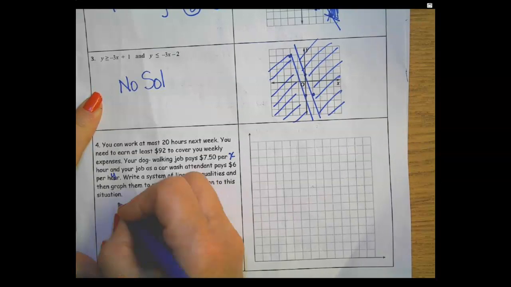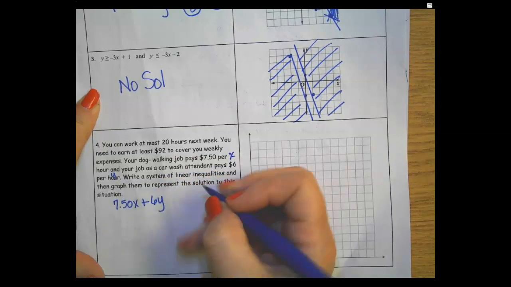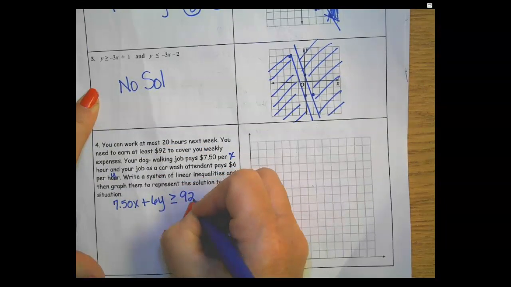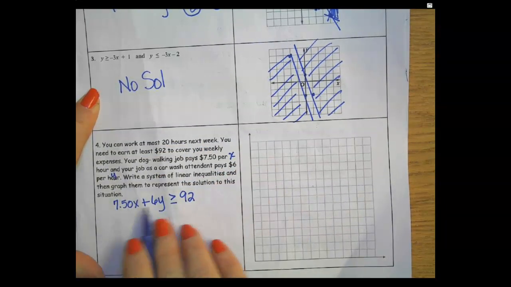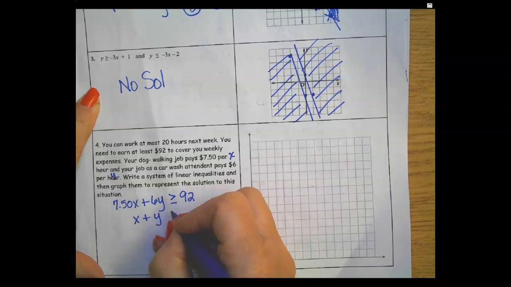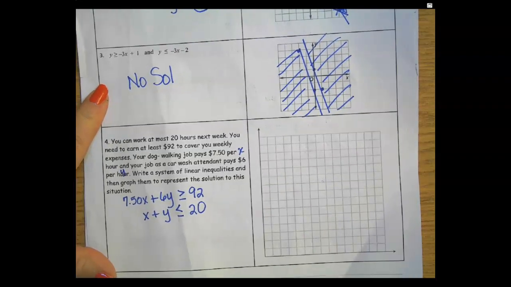So I am going to, I know it's 7.50X plus $6Y must earn at least, so that's greater than or equal to 92. Now at the beginning it says both of these hours together, so the hours alone, X plus Y, needs to be at most. So that's at most, is less than or equal to 20. So those are the two equations. So now that I have my equations, I can go and graph these in Desmos. So I want you to jump on Desmos and graph these yourself, and then we'll graph them here.